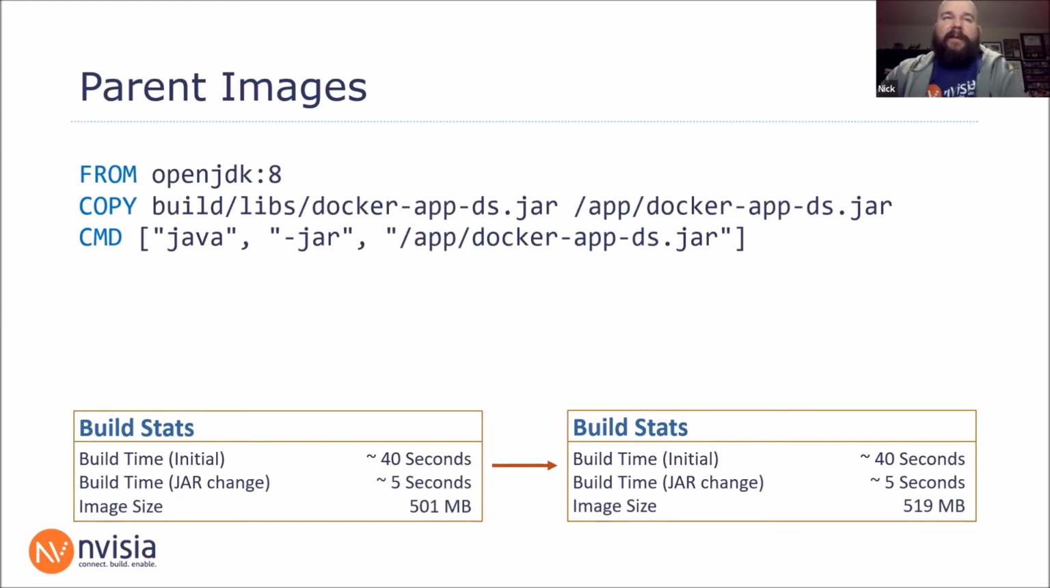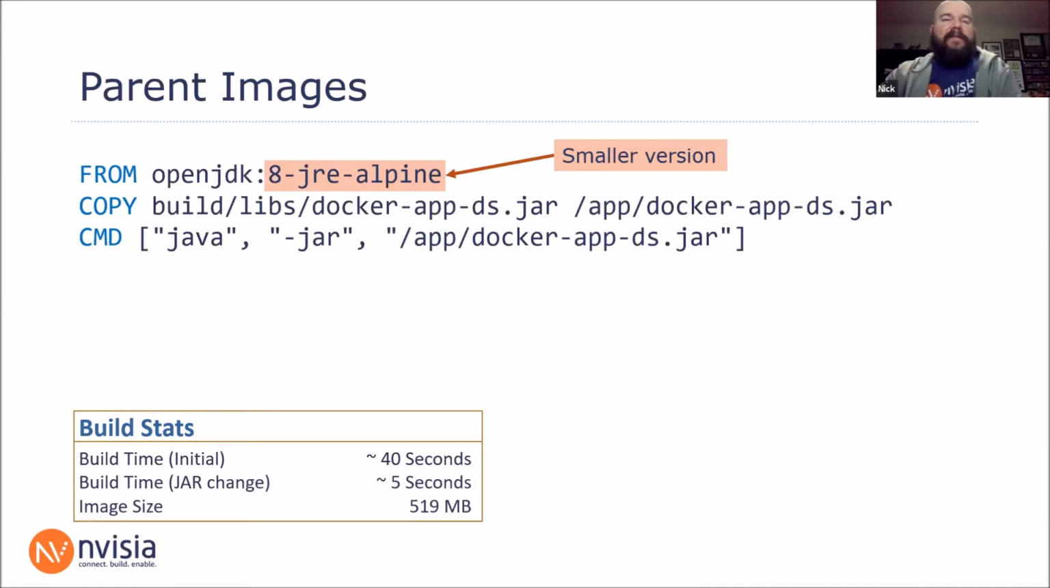But we're pulling in a full JDK. We don't need a full JDK to run a Java app. We only need the runtime. We also aren't specifying what version of Linux we want to use. We don't need a massive version of Linux. We can get away with Alpine.